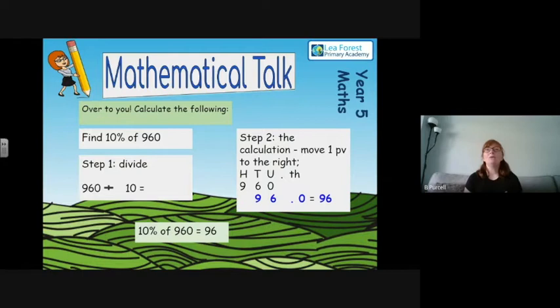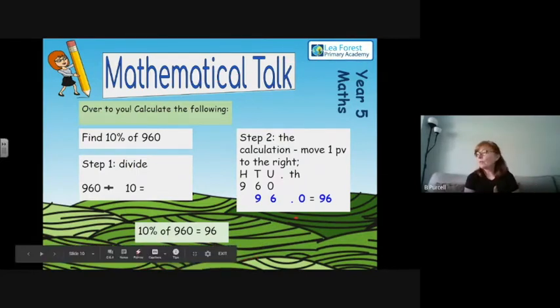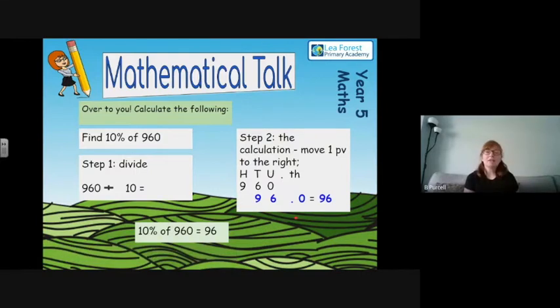And you know how I always tell you that it's important to make these mathematical connections when you're learning. That's why if you understand dividing by 10, 100 and 1,000, it helps you everywhere, because as soon as you get to percentage, it makes finding 10% so much easier.